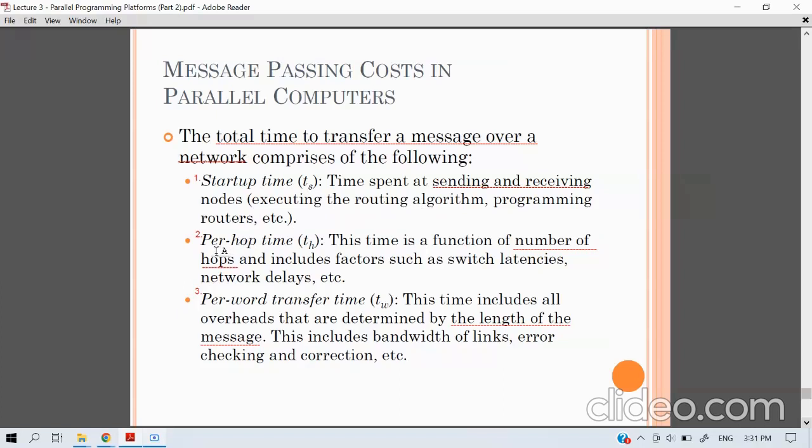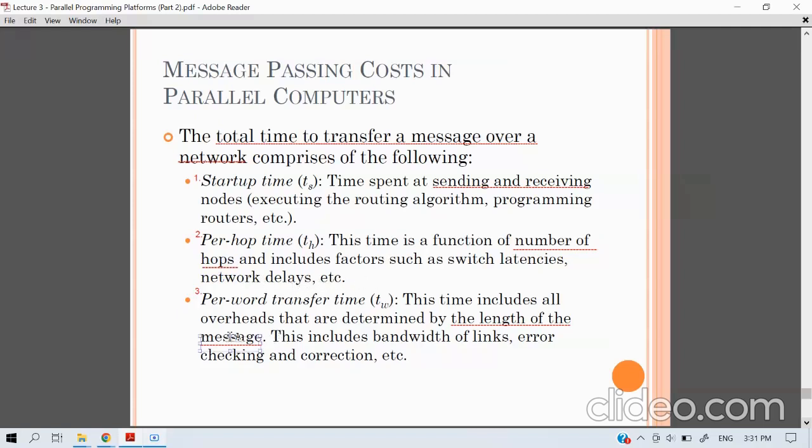Then we need to look at the per-hop time. It is a function of the number of hops and includes factors such as the data needing to hop from one processor to another processor. It has its latencies and maybe network delays.